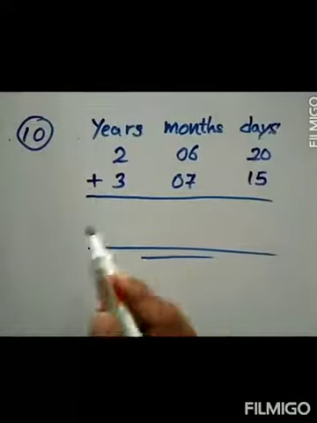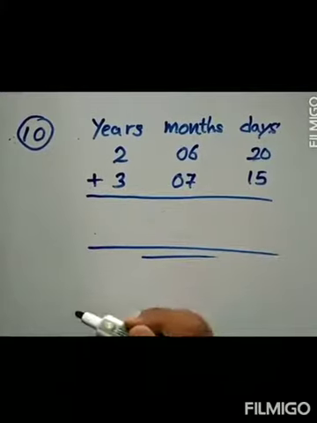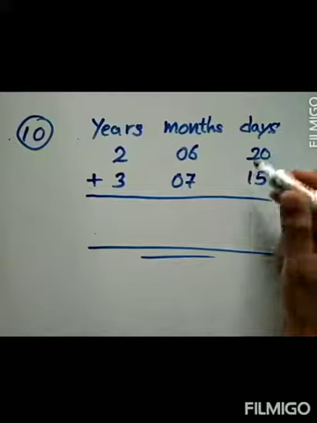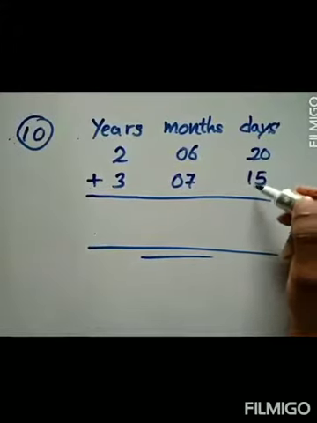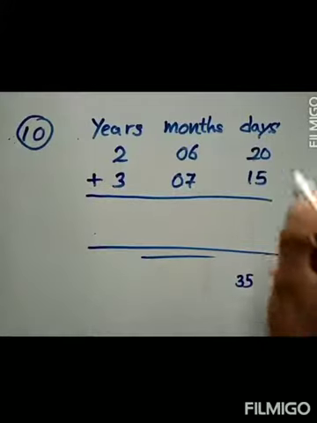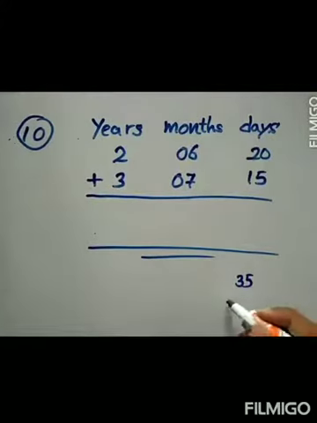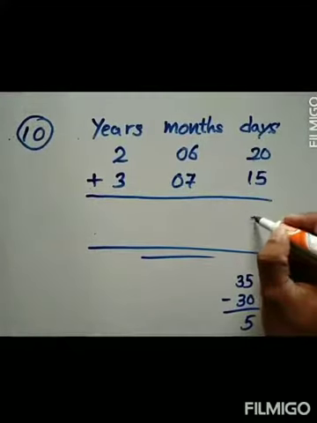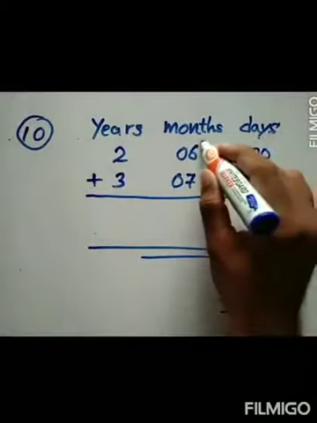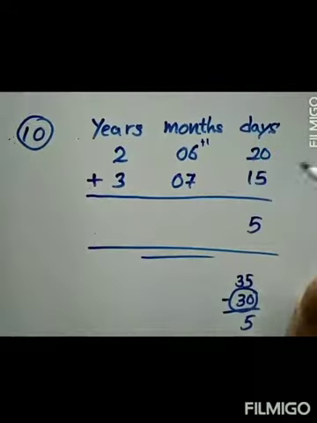Question says to add these two years, months and days. Therefore if you add these two you will get 20 plus 15, 35, but you can't keep 35 in the days. Therefore you have to subtract 30 from this and the answer you will get is 5. You have to put 5 here and take this 30 to the side of months. In the months you will get another month extra.